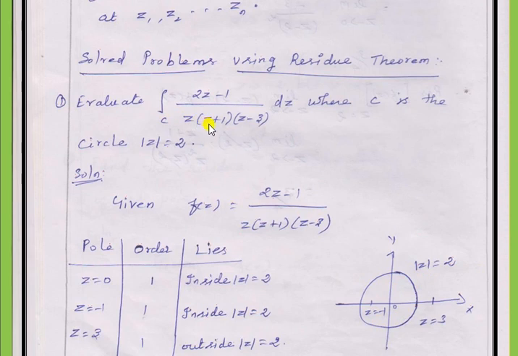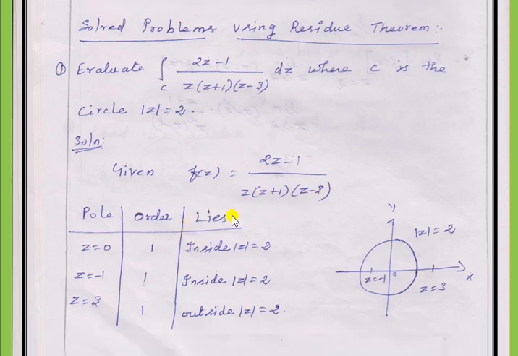First, we are going to find the poles of the given f of z. In the denominator, the first term is z, the second term is z plus 1, the third term is z minus 3. The first term's pole is z equal to 0, the second term's pole is z equal to minus 1, and the third term's pole is z equal to 3. Because when I replace z with 0, the whole denominator becomes 0; in the second term, when I replace z with minus 1, the denominator becomes 0; and in the third term, 3 minus 3 becomes 0. So the total denominator is 0 and the function becomes infinite. These are the poles from each term in the denominator. The order is the power of each term, which is 1, so the order of all the poles is 1.